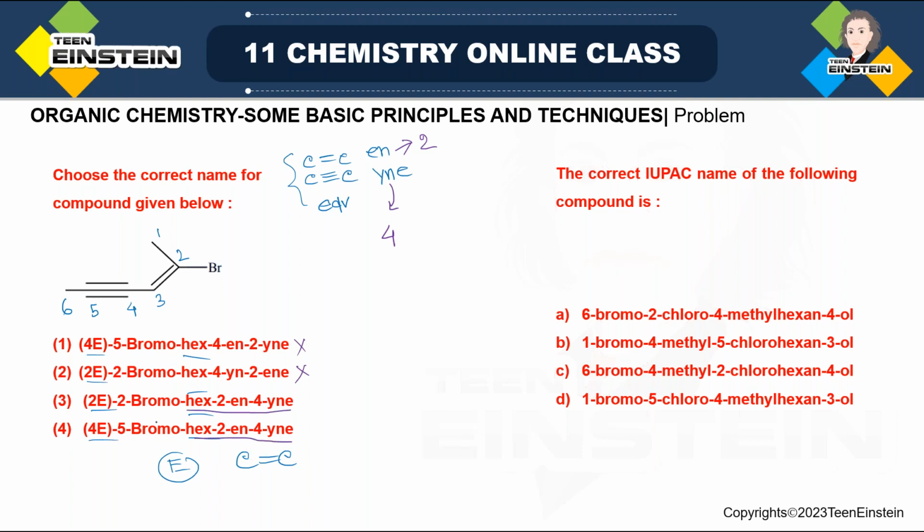Okay. Now among 3 and 4, how will we reject one of them? 2-bromo and 5-bromo. Now in our case there is a bromine substituent present at 2 position, so that is why the third option would be the correct option. Okay, 2-bromo, hex-2-en, and then 4-yne.